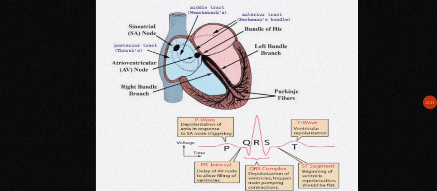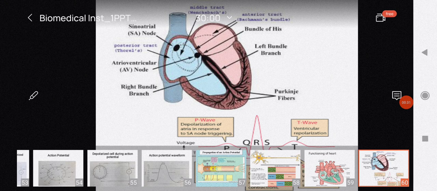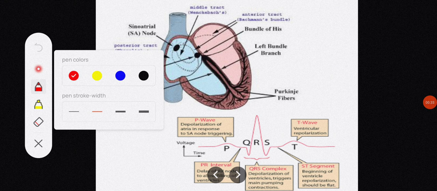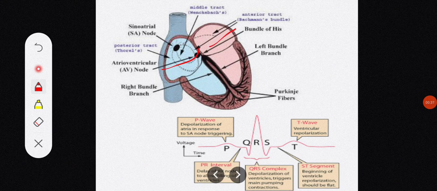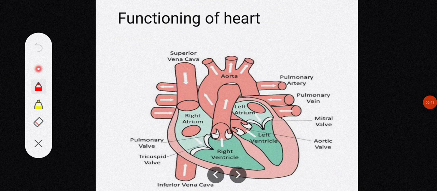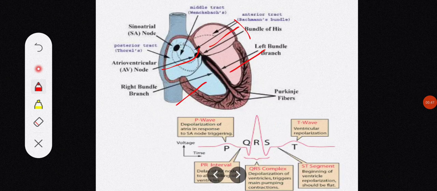Now, as you can see in this slide, this is the right atrium, this is the left atrium, this is the right ventricle, and this is the left ventricle. As you can see, it is clearly mentioned in the previous slide: right atrium, right ventricle, left ventricle. So this is another picture of the heart.